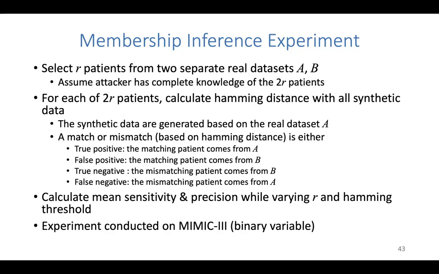Specificity is not precision. Precision and specificity are different things. 1 minus specificity is actually the false alarm rate. So precision is TP divided by TP plus FP, the number of true positives divided by the positively predicted values. So that is precision.